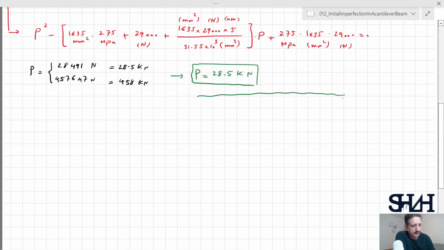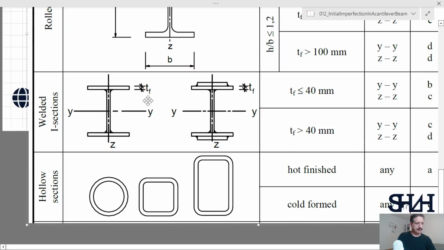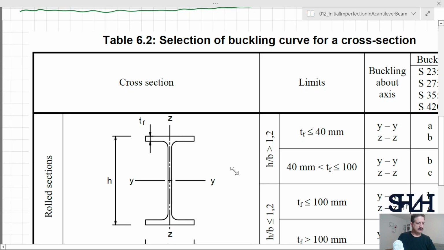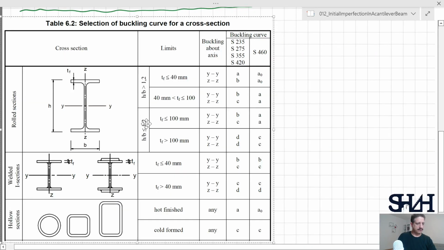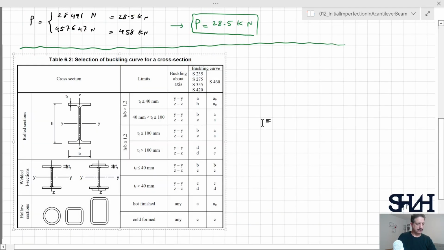For this, first of all, we need to go through Eurocode and find out what kind of cross section we have. In this example, we use the elastic section modulus. As a result, we are in the elastic design. We can check what kind of section we have. First of all, we need to go through Eurocode 3, and from table 6.2 we can find out what kind of section we have and what kind of buckling curve we need to consider.